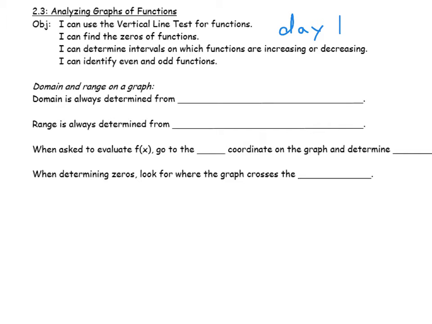We're going to talk about domain and range from a graph. So if you're talking about the domain, it's always determined from the horizontal axis. Horizontal, of course, is the x. And if you want just kind of really plain terms to think about this, think side to side. Remember, the domain is all the possible x values a function can take on.